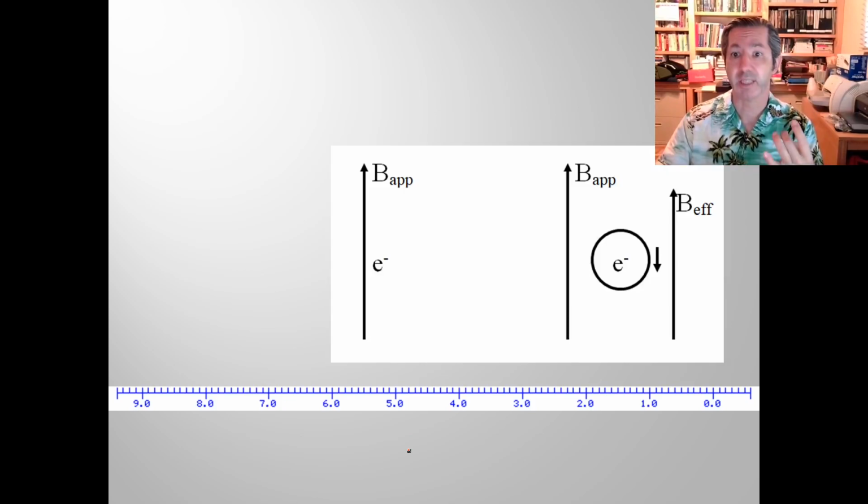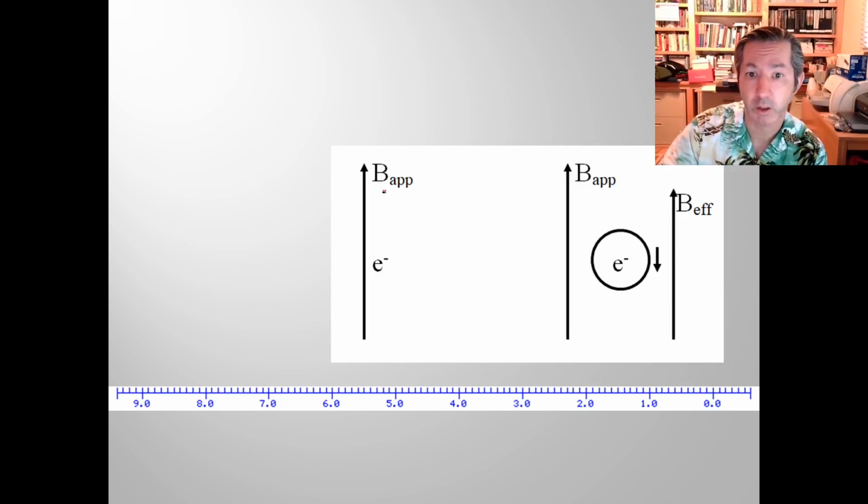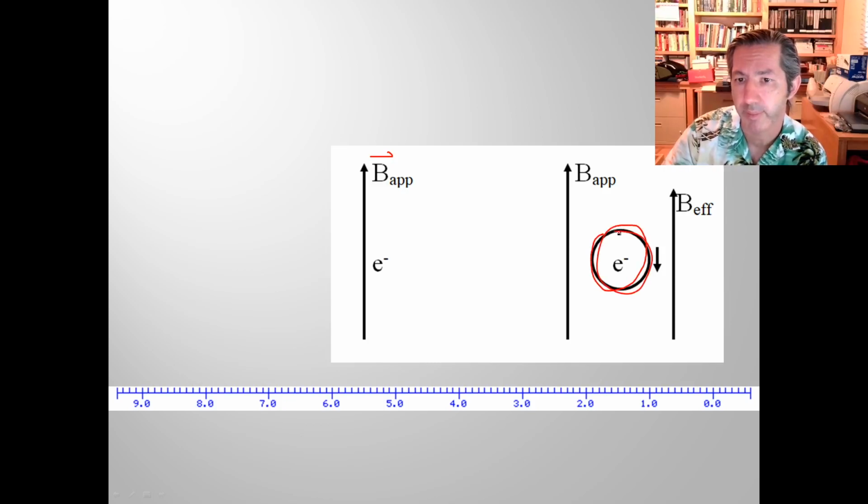And so remember, what's happening here is we're applying our strong field, and I'm using a little different terminology here. This is still a magnetic field strength. Some books will use H, some will use B as a symbol for the field. So we're applying a strong field to our nuclei. And surrounding our nuclei, you'll have some electron density.